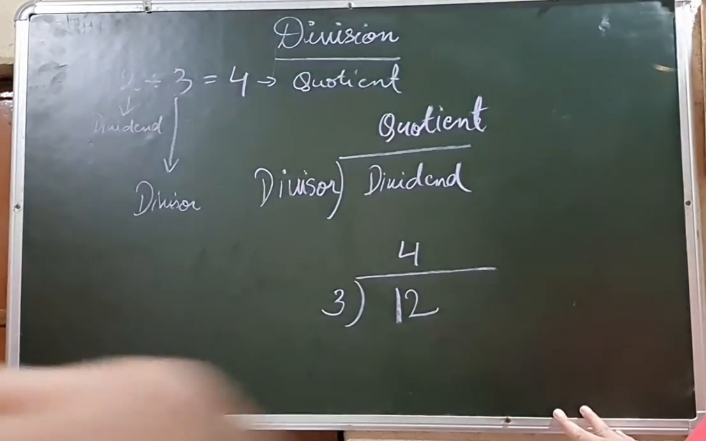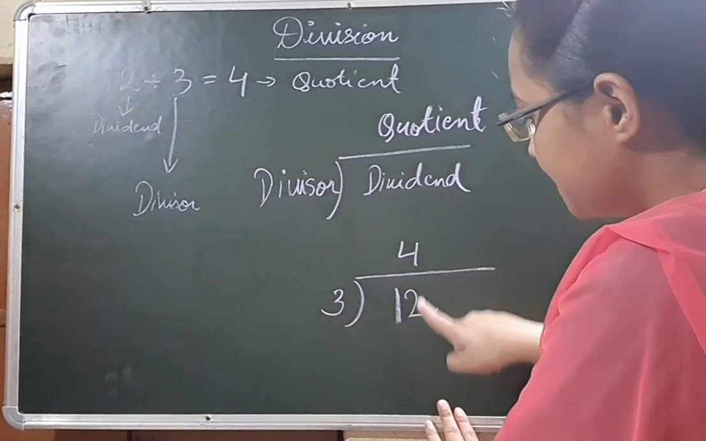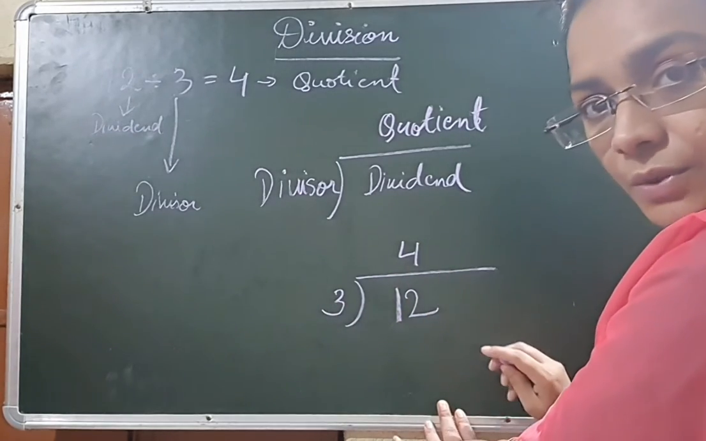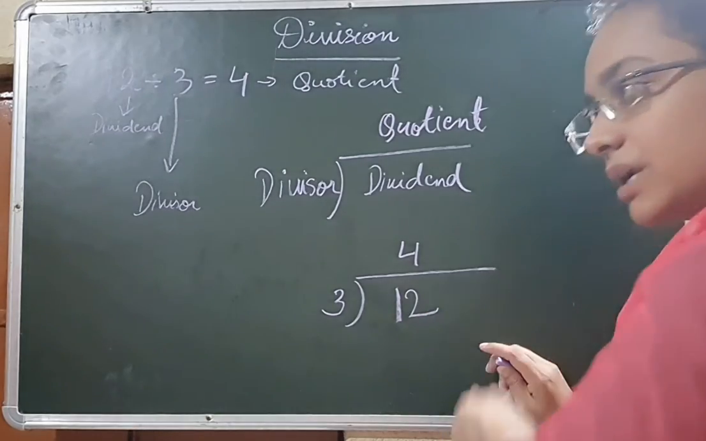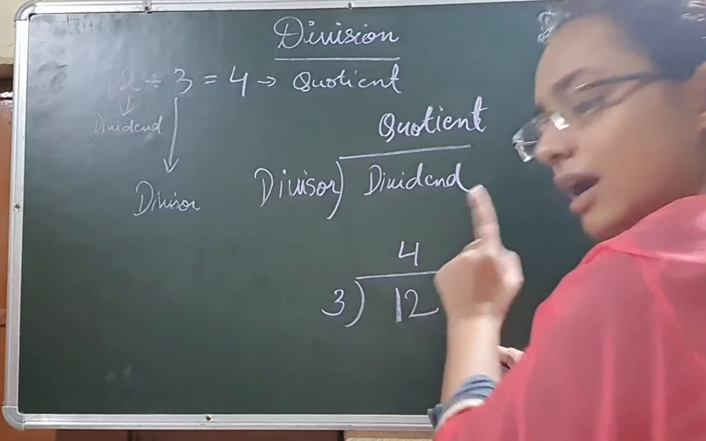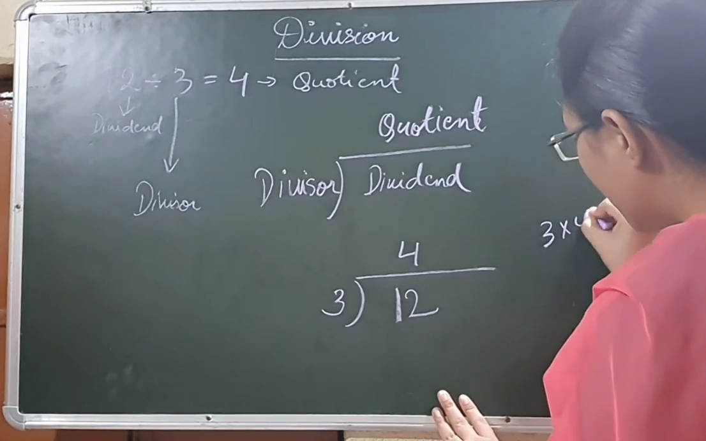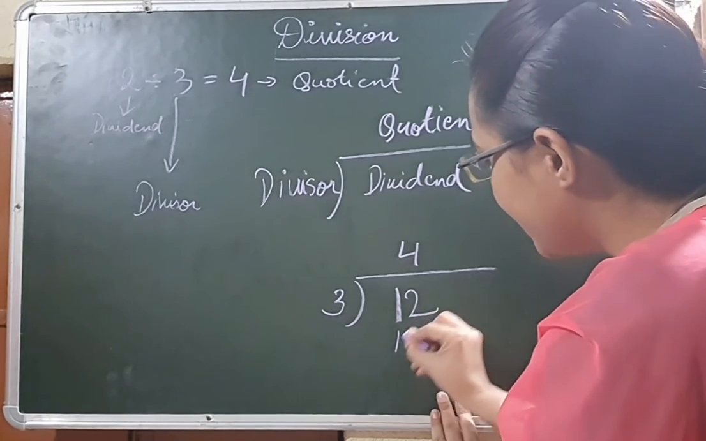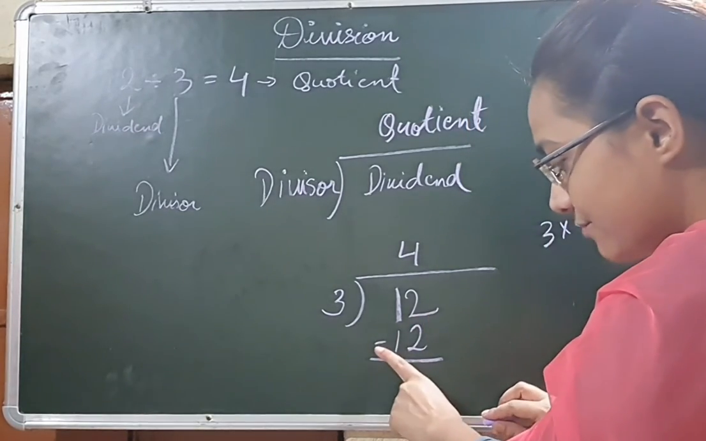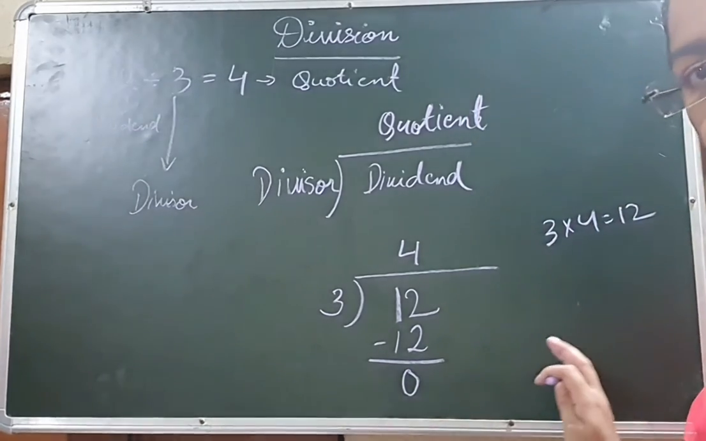And one more thing, the fifth step. When you have written the 4, you know that 3 4s are 12. Why have we written 12? The product of the divisor and the quotient, that is 3 into 4, is equal to 12. So we will write 12 here, and we are going to subtract it from here. So 12 minus 12 will be 0 here. Okay, so this is the simple one.